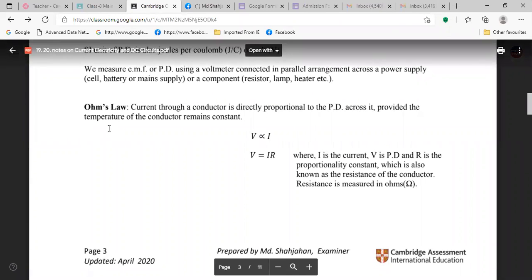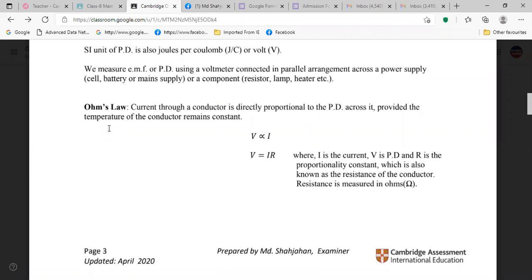So are you seeing the diagram? Are you seeing the screen? So write it. Yes, sir.